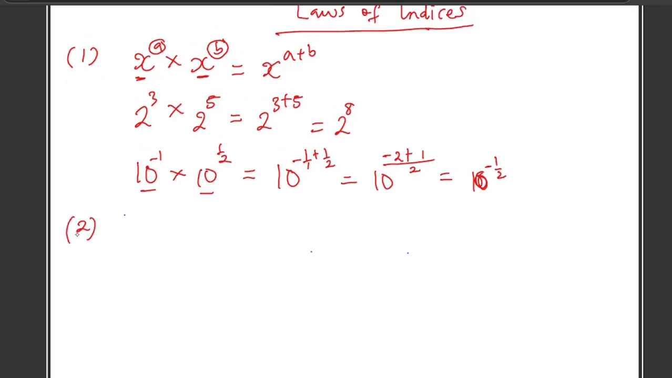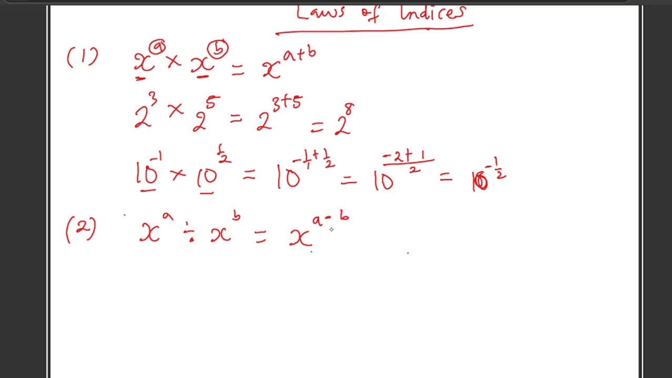numbers in the index form, x raised to power a divided by x raised to power b. This is telling us that if you are dividing two numbers in their index form, and they have the same base, like the first law, then you simply write one of the bases, then you subtract their indices: x raised to power a minus b.